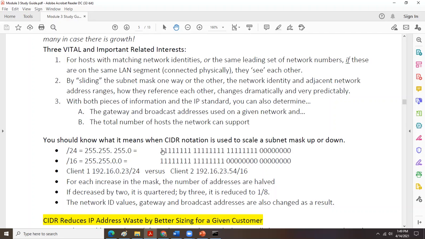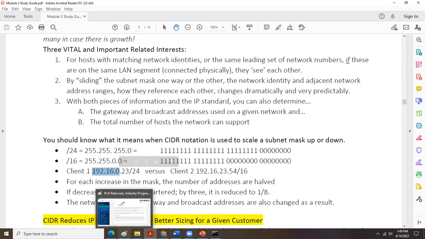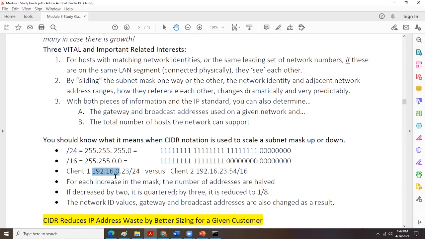When I have this subnet mask, here I have two client addresses. I have a /24, this many ones in my subnet mask. It means that this is my network ID, those three octets. 192.16.0.whatever is in this network with a /24. With a /16, this piece of it is the client address. In this client, I have a /16. This is the network identity.